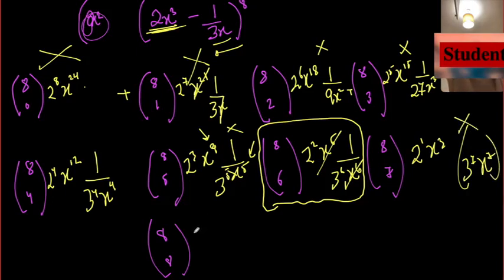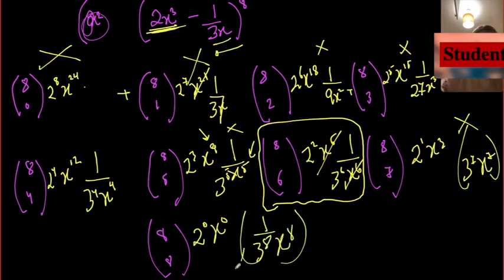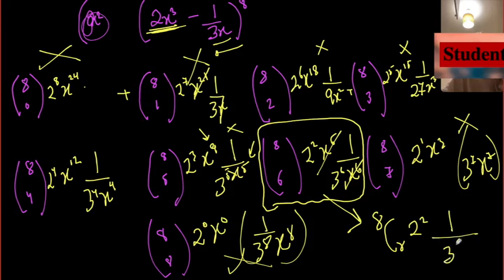Here 2 to the power 0, x to the power 0, and 1 over 3 to the power 8 and x to the power 8. So this will also have x, which means only this term. So what is the value of this term? Let's do here. Is it not 8C6 times 2 to the power 2 over 3 to the power 6? Can you check in the calculator?